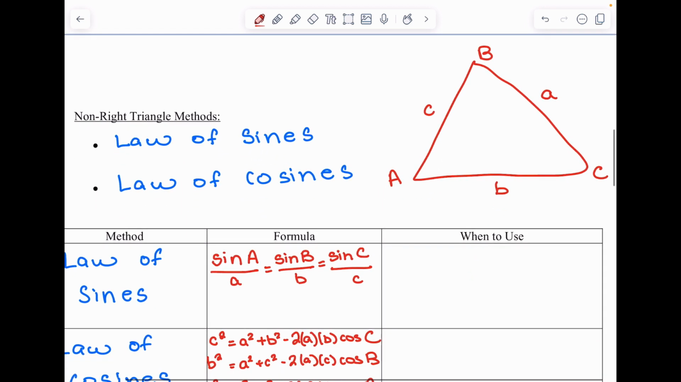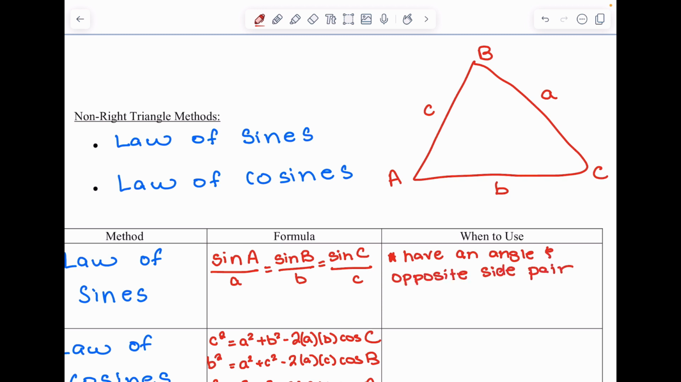We use the law of sines when we have an angle and opposite side pair. So if we have a letter that has both its angle and its side, its big letter and its little letter, then we have a complete ratio and we are set up to use the law of sines. So we need that angle and opposite side pair in order to have a complete ratio so that we can set up our proportion using the law of sines.